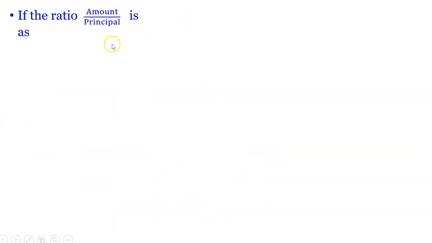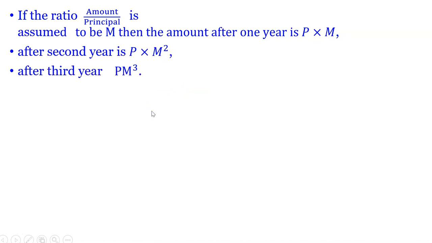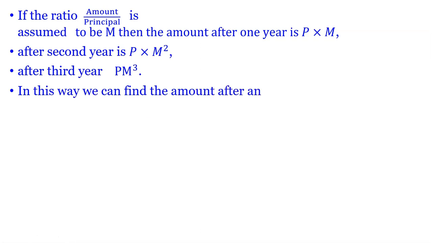If the ratio amount upon principal is assumed to be m, then the amount after 1 year is P into m. After second year, P into m square. After third year, it's P into m cube. In this way, we can find the amount after any number of years.